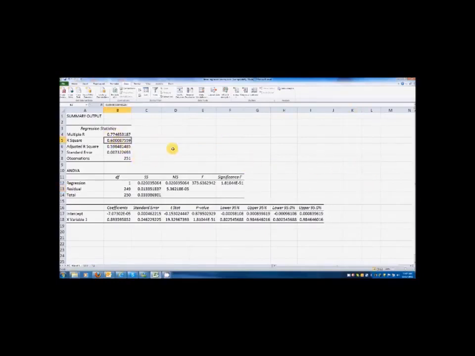First of all, R squared is basically a measure of how well one piece of data explains another. In this case, how well does the market return explain GE's return? And the R squared here is 0.60. That means that 60% of the variance in General Electric can be explained by the variance in the market.